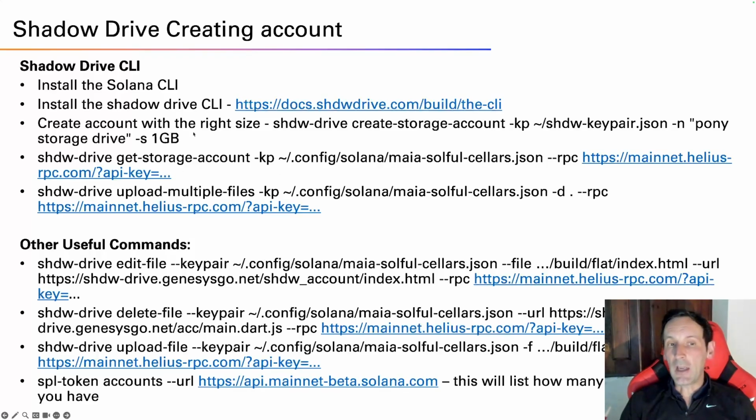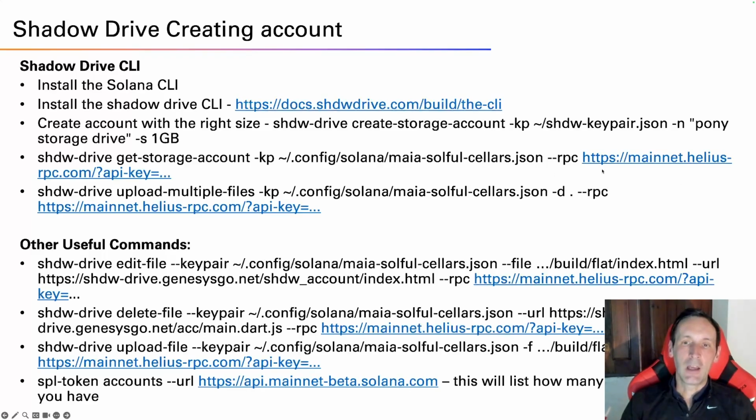So you can get some information of your account. Once you create the account, if you want to verify that the account was created successfully, you can do this. You can just call Shadow Drive get storage account. In this case, for instance, I'm using my key pair here that I created specifically for this application.